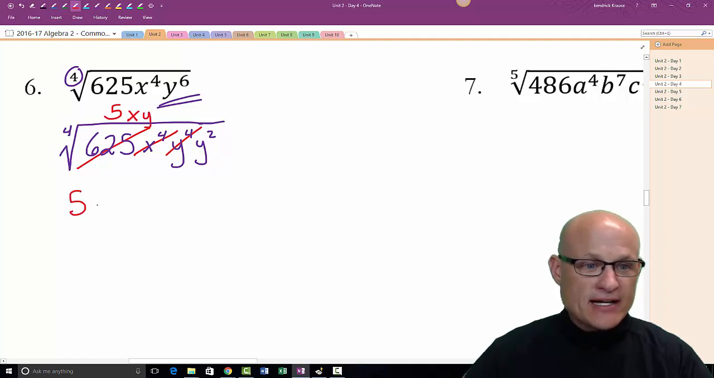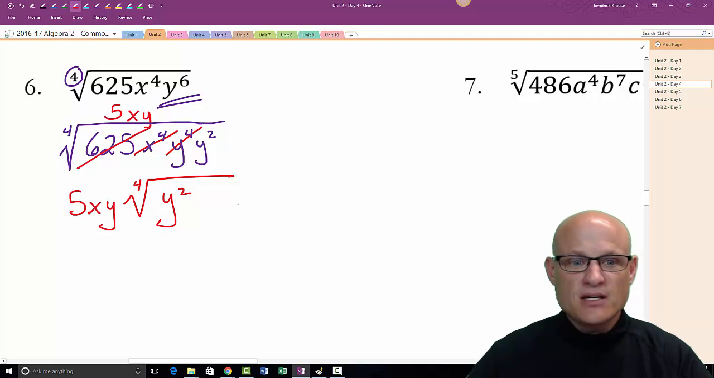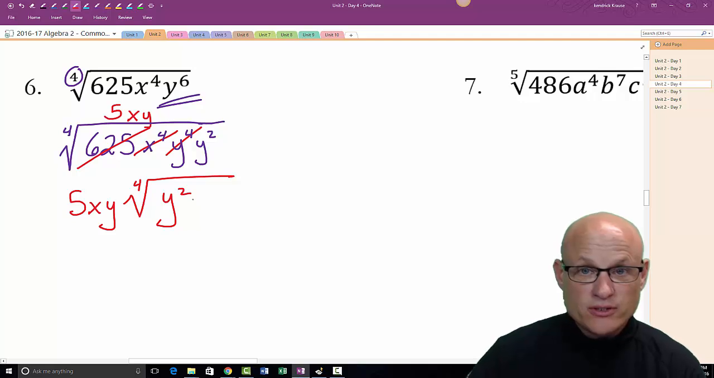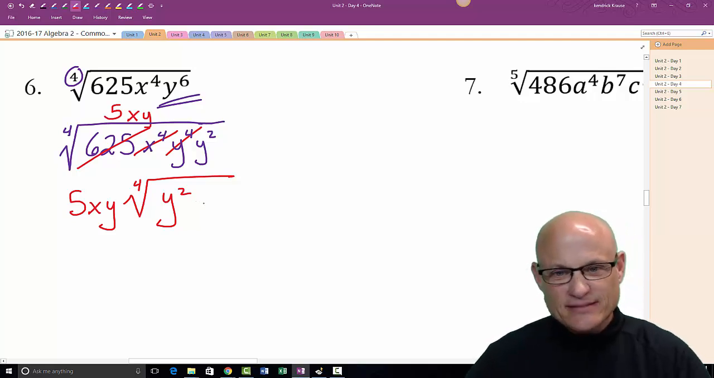So I end up with 5xy, fourth roots of y squared. Now later on, you're going to find out that that's really just a square root, but not today.